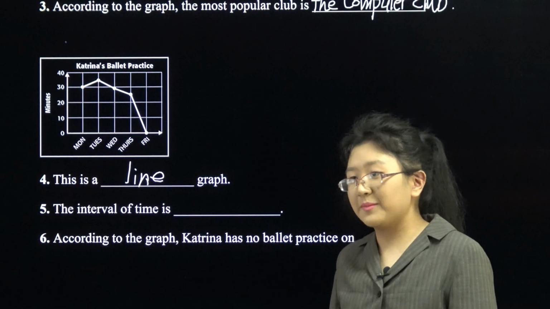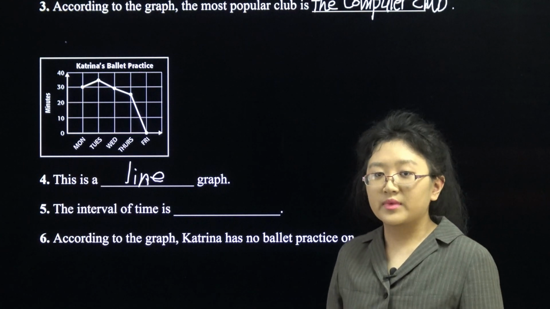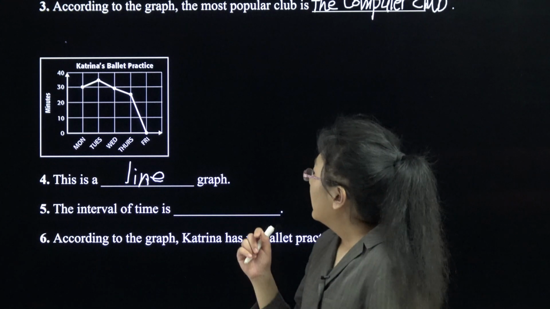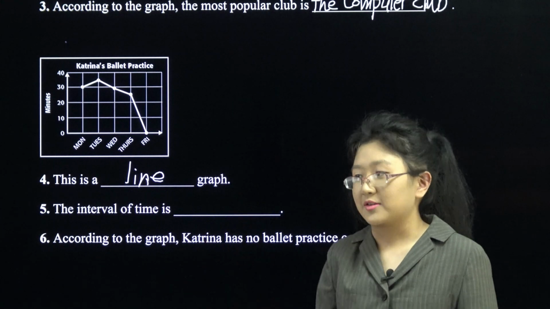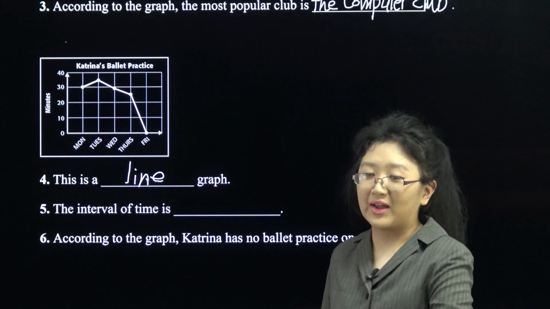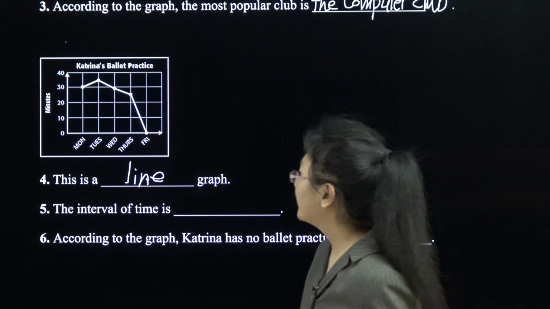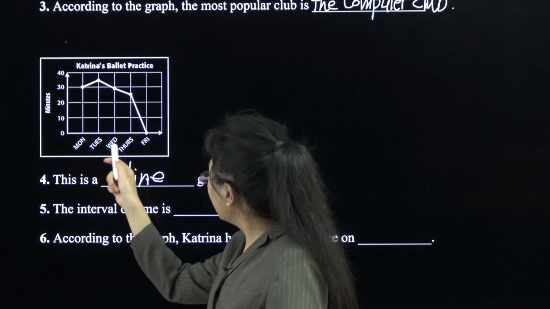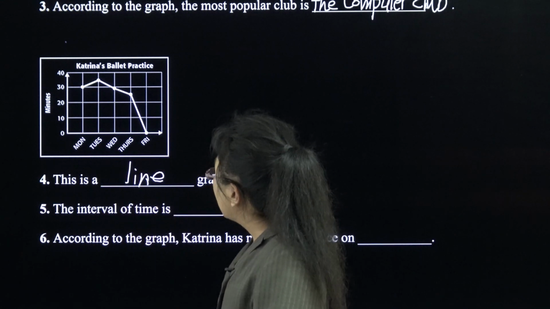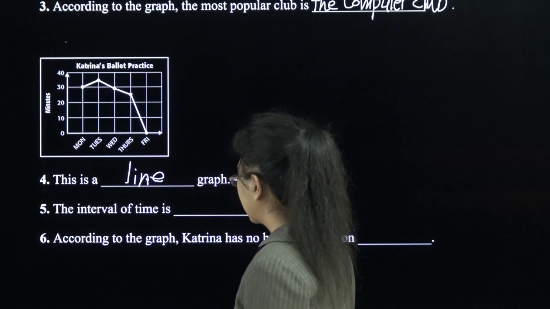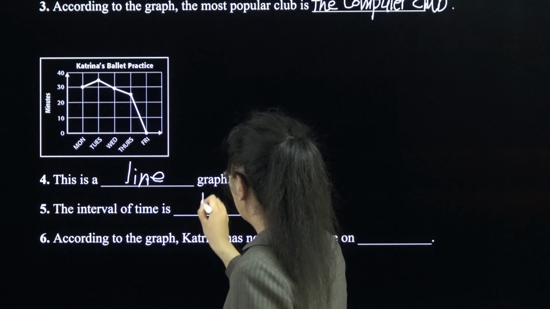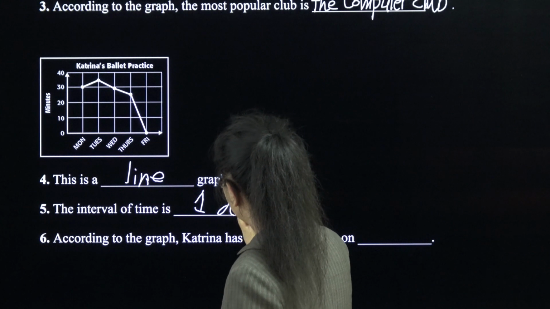The interval of time is, well, here's the thing. For bar graphs, for the interval, we look at the vertical axis. For a line graph, the interval of time is actually on the horizontal one. So it's going Monday, Tuesday, Wednesday, Thursday, Friday. It's going day by day. So the interval of time is 1 day.